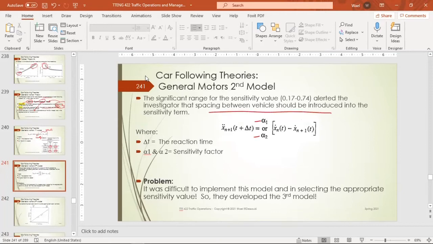This model was problematic, and it was difficult to implement, because on what basis should I select alpha 1 or alpha 2? And it's kind of judgmental between different users. So that led to the development of the third model.